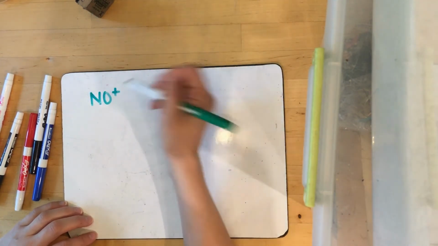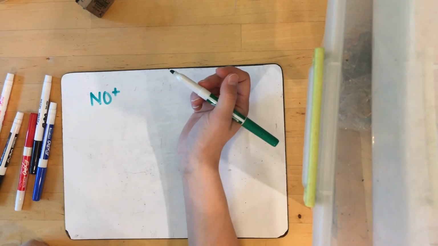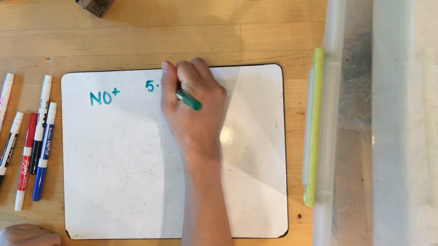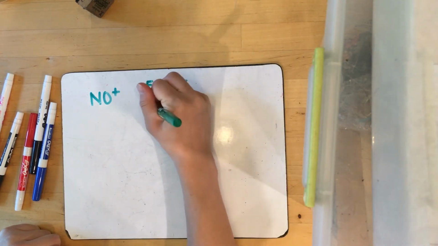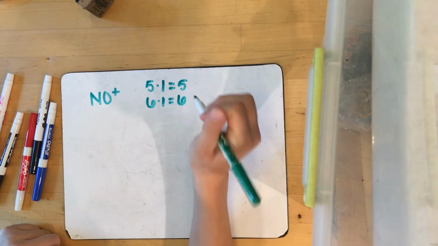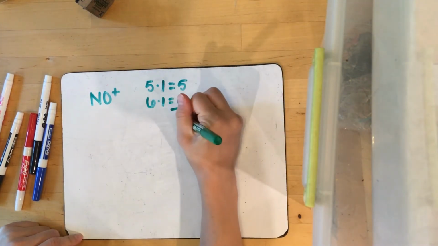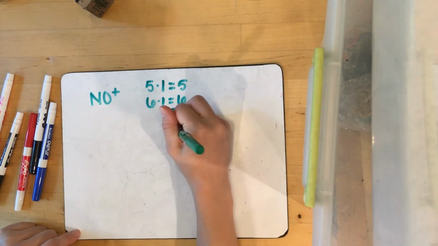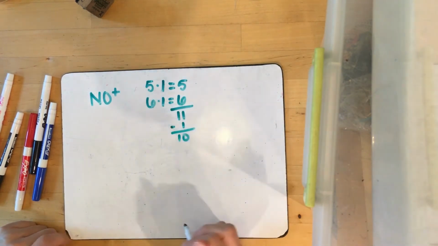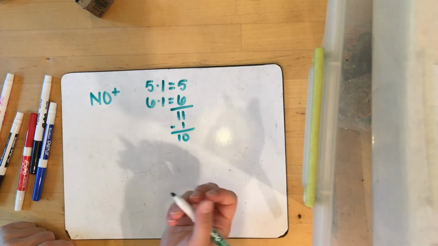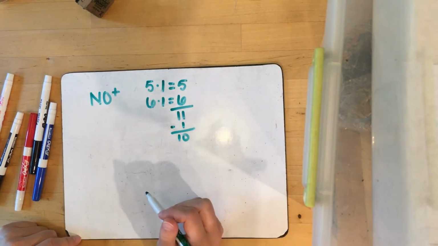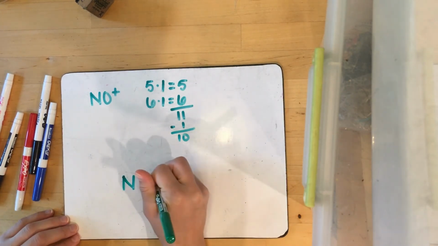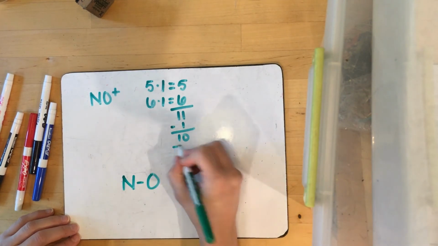This one has a charge, so we need to consider that when we're counting up our valence electrons. For nitrogen, we have 5, and there's only 1. For oxygen, we have 6, and there's only 1. So total, we would have 11, but we have a positive charge, which means 1 electron has been taken away. So we're going to subtract 1 from this total and wind up with 10. Just like in the last one, there's no central atom because there's only 2 atoms, so we just put them next to each other and draw a single bond between them.